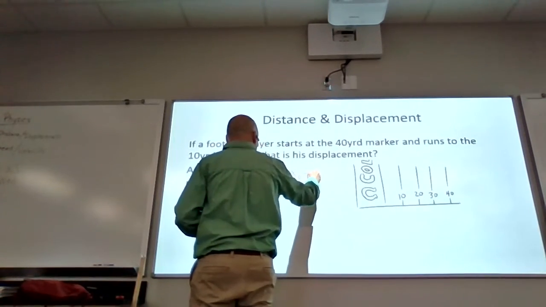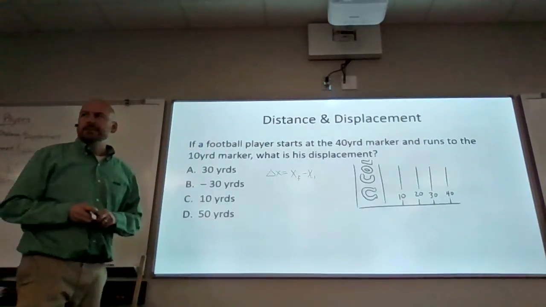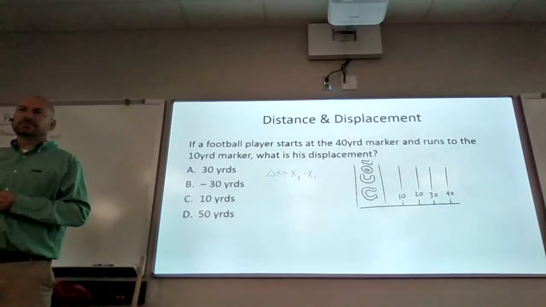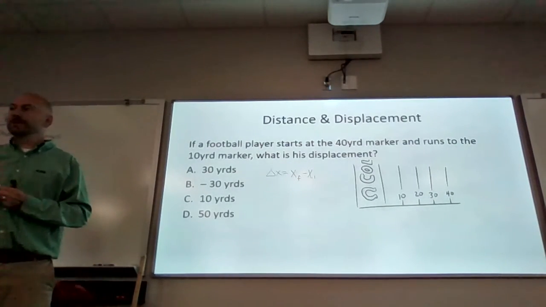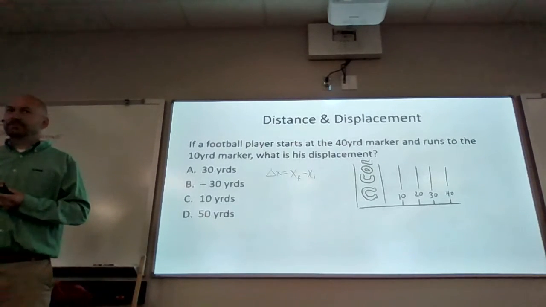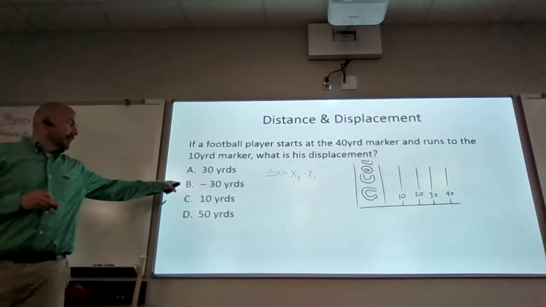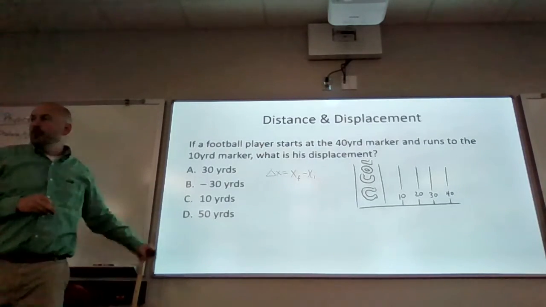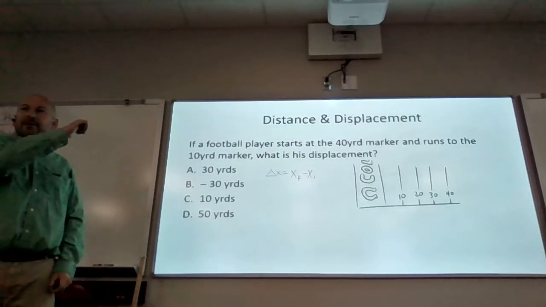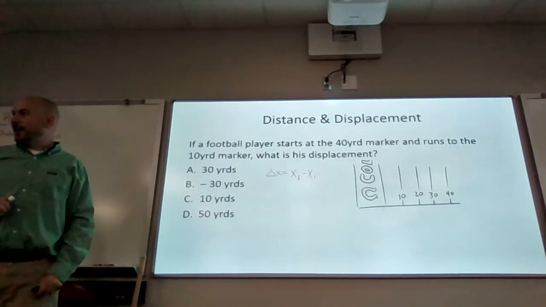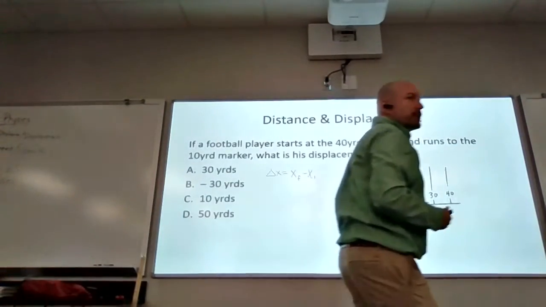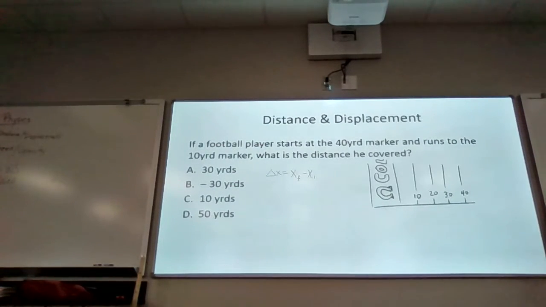Doesn't really matter because you're given, what was the final position? 10. What was the initial position? 40. 10 minus 40. So what does the negative communicate? The direction. They're moving this way. You see how that's working? You see how it's important to make a distinction between initial and final.